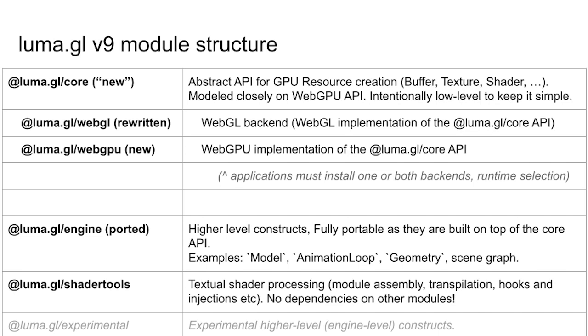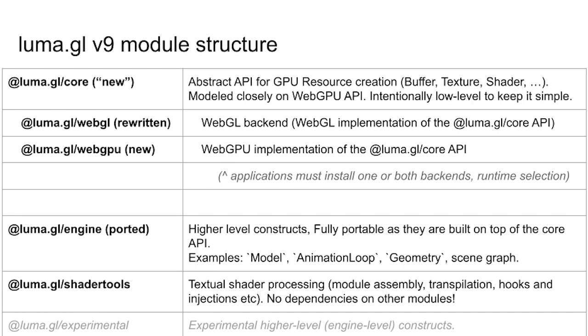And so this is the module structure in brief. It's really three main modules. There's luma.gl core, so it's a monorepo, like most of the deck.gl, math.gl, loaders.gl, and so on. We follow this system where we have a core module. We use scope namespacing. It's sort of npm modules. You can just yarn install or npm install. There's a core module, and then an engine module and a shader tools module.